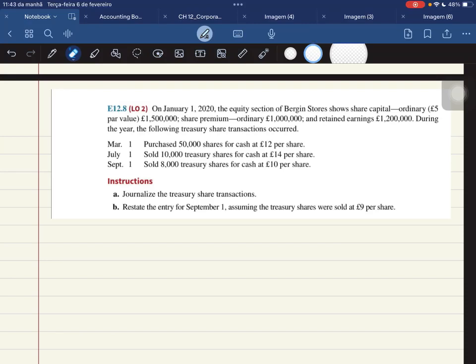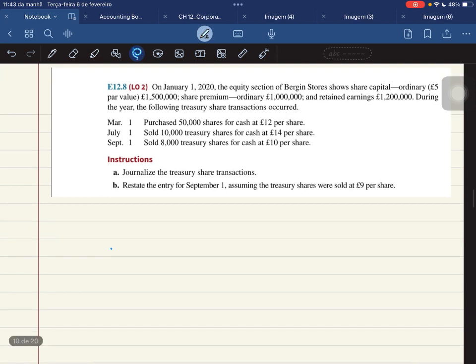E12.8. On January 1st of 2020, the equity section of Bergen Stores shows share capital ordinary, 5 par value, 1,500,000, share premium ordinary 1,000,000, and retained earnings of 1,200,000. During the year, the following treasury share transactions occurred. A. Journalize the treasury share transactions.